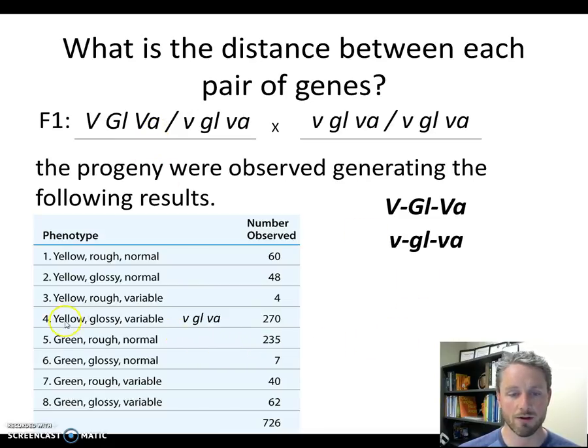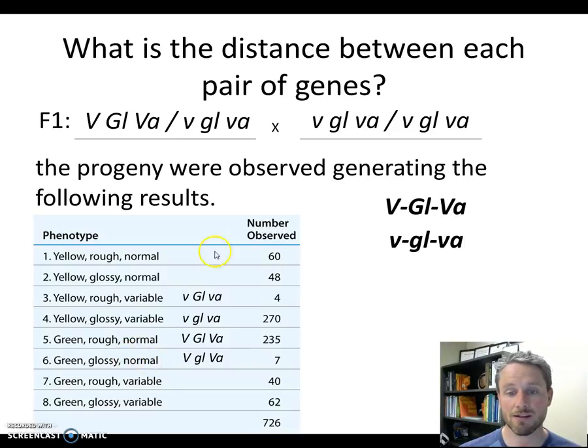So we talked through how to determine the genotype of the parents, the parental gene combinations. Again, this one has all the recessive traits, so it has all recessive alleles. Number 5 here has all dominant traits, so it has all dominant alleles. Then in the last video, we already talked about assigning the alleles for the double crossover progeny. This one has the recessive yellow, the dominant rough, and the recessive variable, whereas the other one had the dominant green, recessive glossy, and dominant normal.